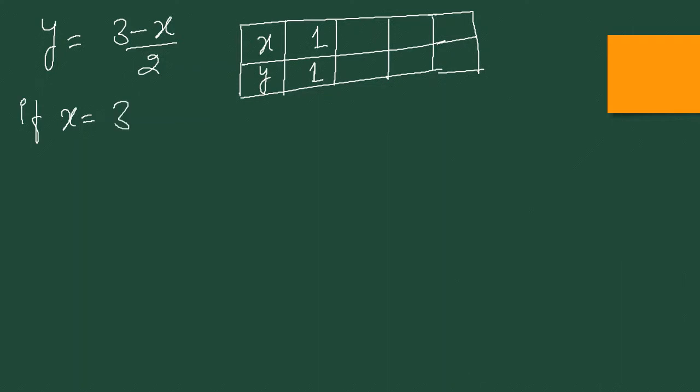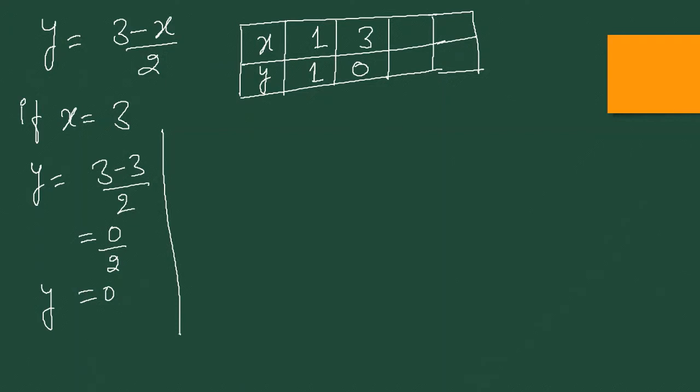So I'm taking again the value of x equal to 3. So 3 minus 3, 0 divided by, I will give you the calculation also. 3 minus 3 divided by 2. So 0 divided by 2, 0. Okay.